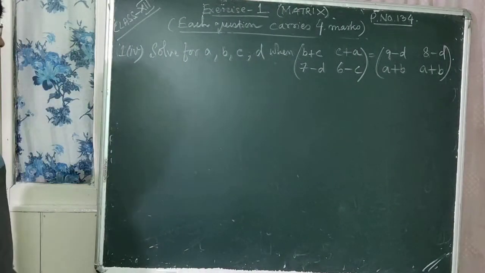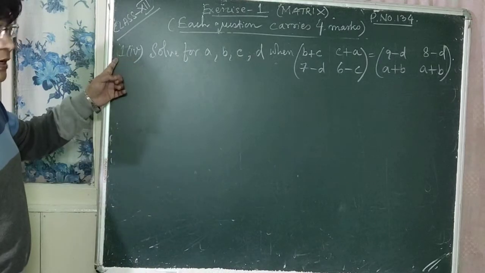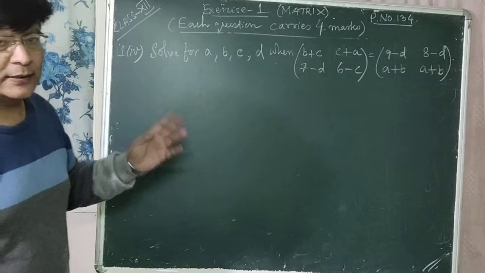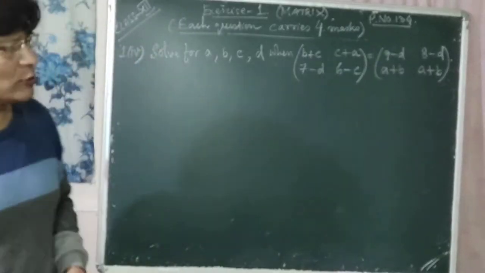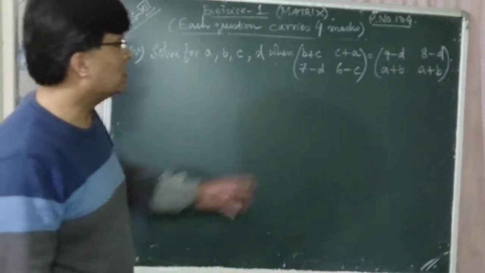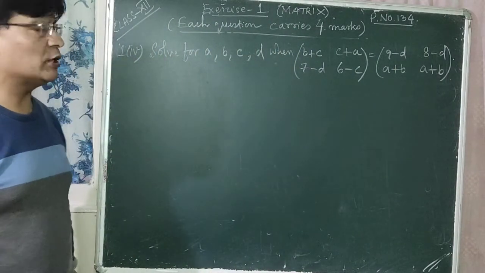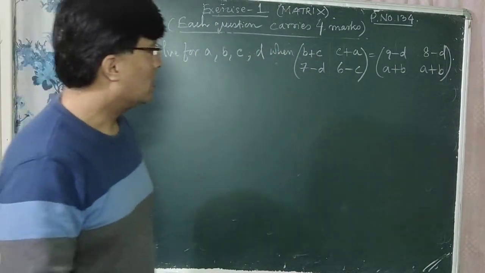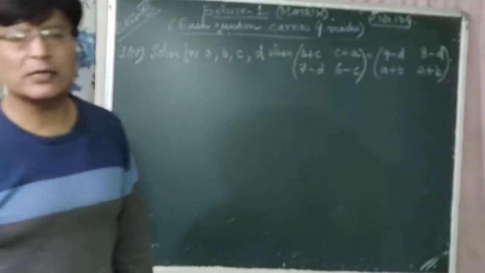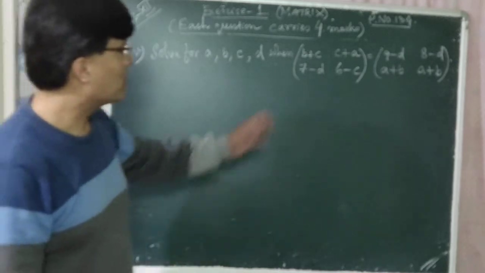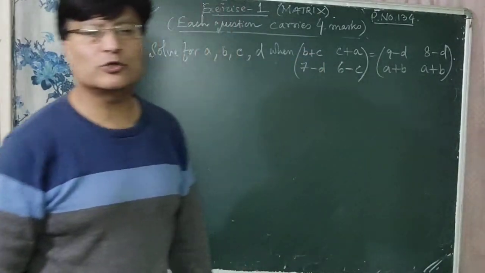We will do the next number now. That is 4 number 1. Here you have to solve for a, b, c and d. So a, b, c and d are the unknown quantities here when these two matrices are equal. So you know from the equality of two matrices that the corresponding elements are equal. Both the matrices have the same order and their corresponding elements should also be equal.